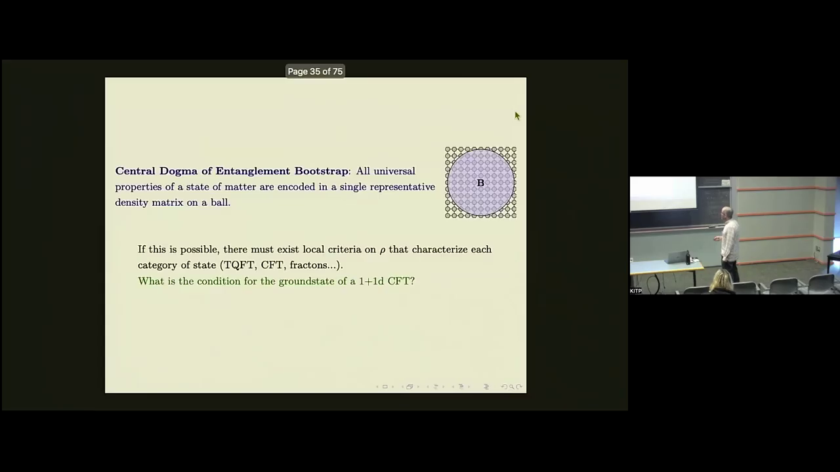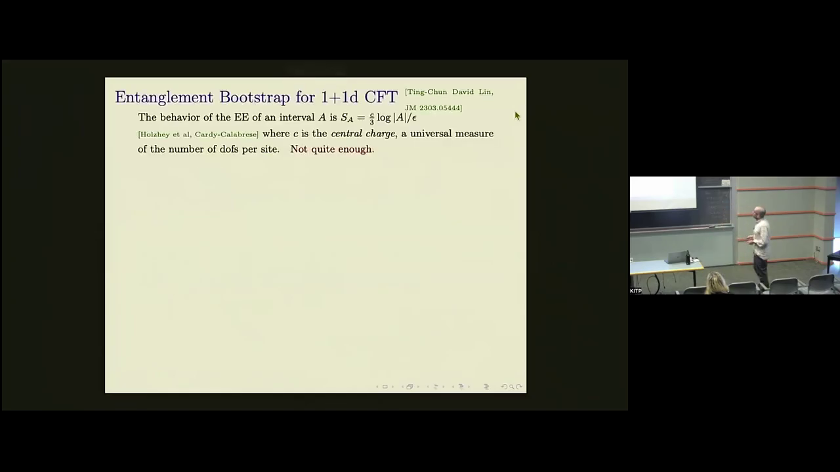Yeah. Good. Okay, so here's the central dogma again. And as I said, if it's really true that you can extract all the universal information from the reduced density matrix, there should be some condition on the density matrix that says that it's a CFT. And so let's try to ask what that condition is. So I already mentioned that the entanglement entropy of an interval in the ground state of the CFT looks like this. This isn't quite enough.